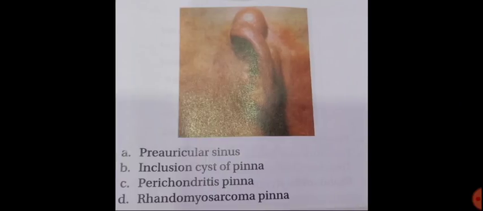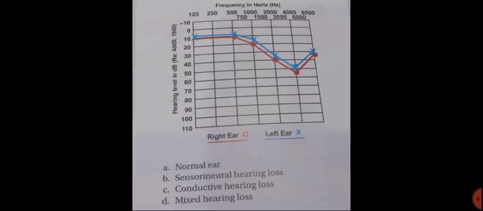This is just a figure of inclusion cyst of pinna. So slow growing benign lesion, usually asymptomatic, derived from plugged hair follicles or from inclusion squamous epithelial cell. Not very much important.